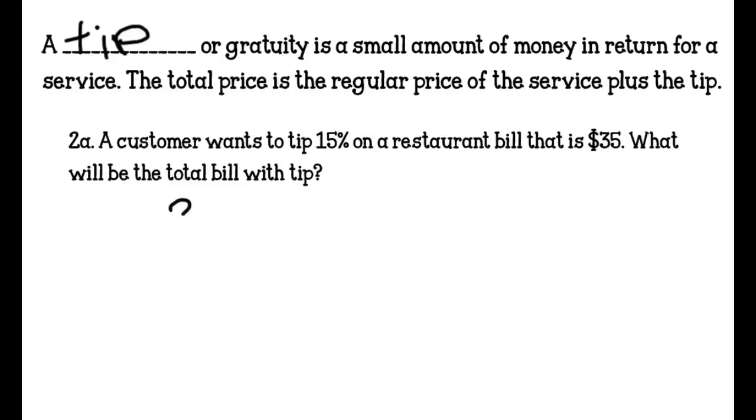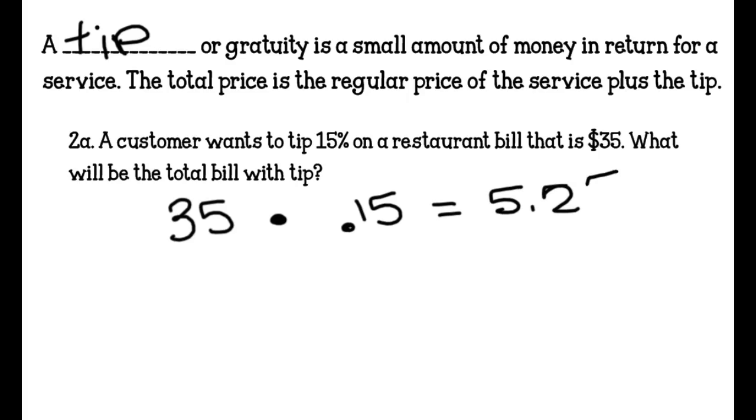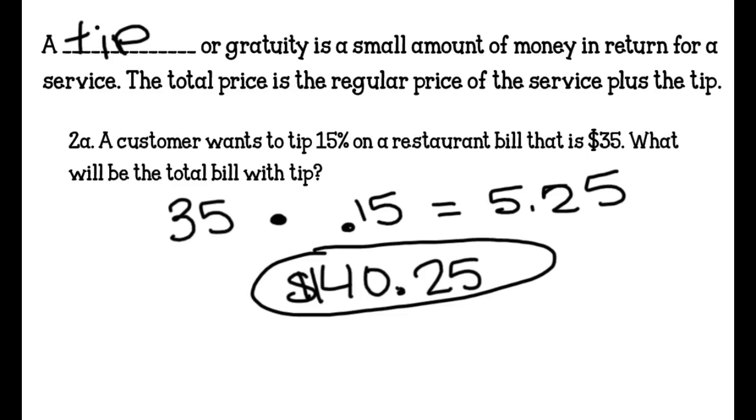So we take the $35 that the bill is times the 15%, and we make it a decimal, so it's 0.15. So 35 times 0.15 is $5.25. And then I add those together, and I get $40.25. So rather than paying just the $35 for the food, you will have to pay $40.25 to pay the waitress. And we'll talk more about tipping etiquette in class, but this is just the mathematical piece of how to do it.